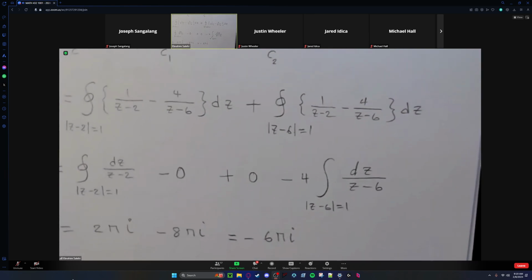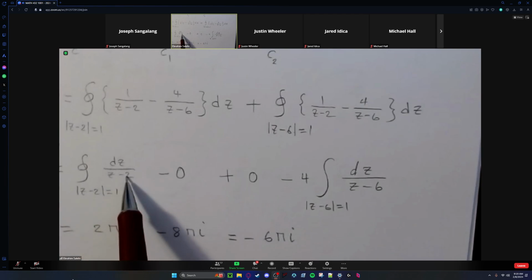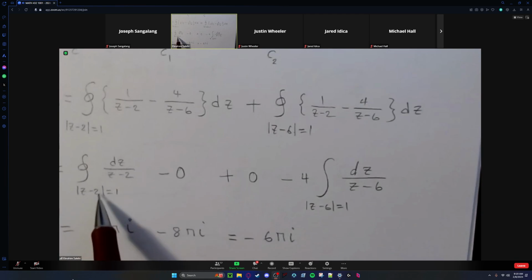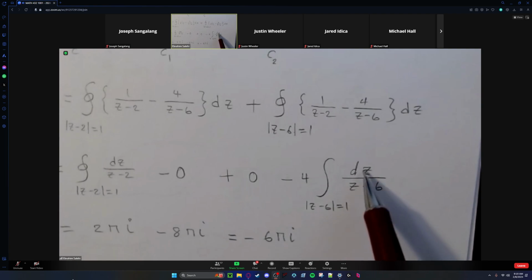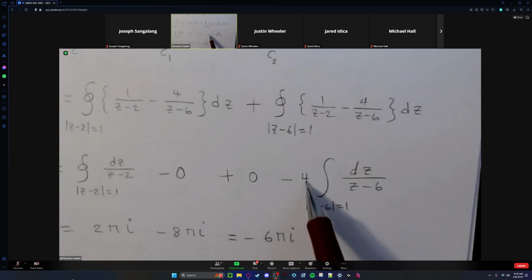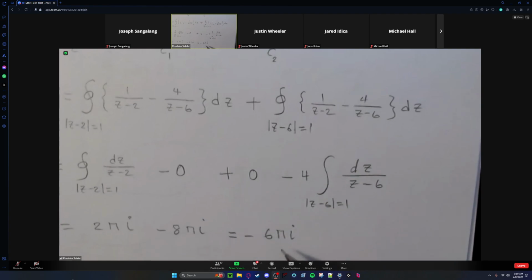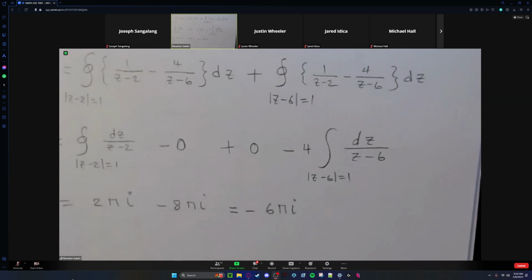And now use the fact that the centers are the same. Now this is going to be 2 pi i. Here, you're integrating over the circle centered at 6, z minus 6. That is 2 pi i multiplied by 4. So the answer is negative 6 pi i. Okay? Another very good example.